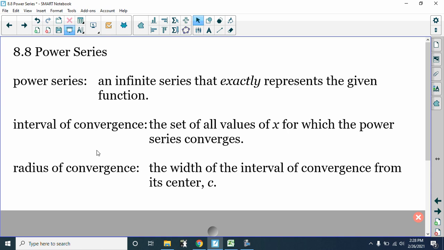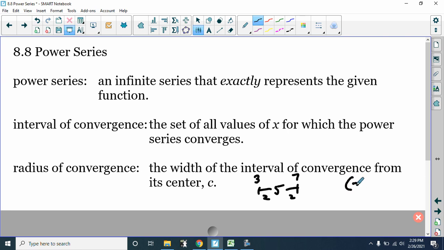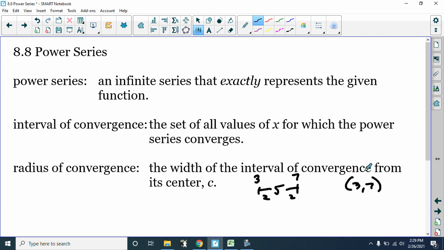The radius of convergence is how wide the interval is from its center. So we'll wind up with an interval, maybe it has a center at 5, and it goes out 2 units in each direction. So it would be going from 3 to 7. The interval from 3 to 7 has a center at 5 and a radius of 2, the distance from the center that we go in each direction. It's called the radius of convergence.